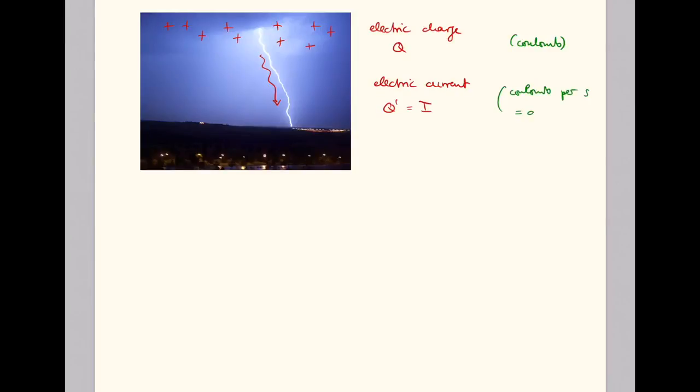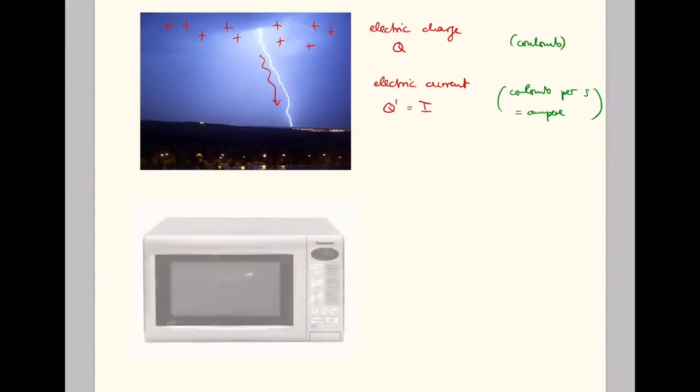In a thundercloud, a positive electric charge is accumulated. The symbol for charge is Q, and it is measured in coulombs. When the cloud discharges, we see its flow as a lightning bolt. The flow rate is electric current, the derivative of electric charge. Its unit is coulombs per second, or, as you may have learned them, under the name amperes.